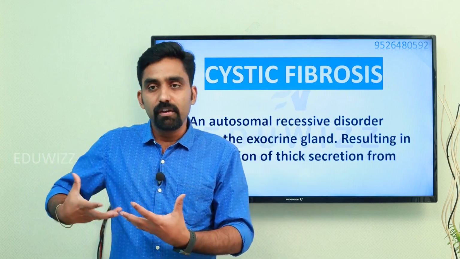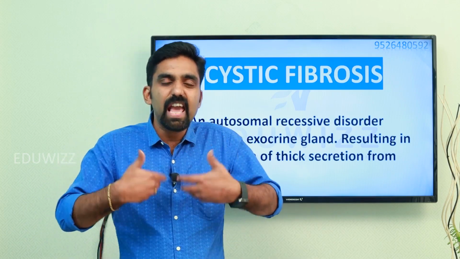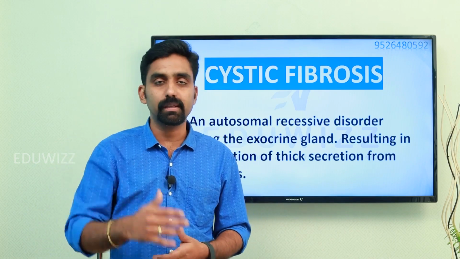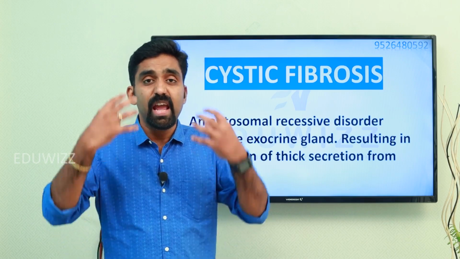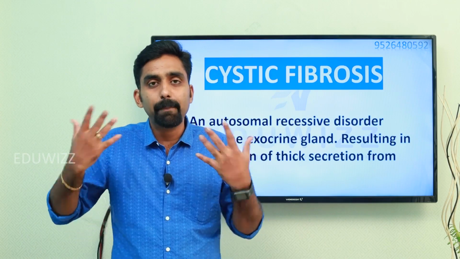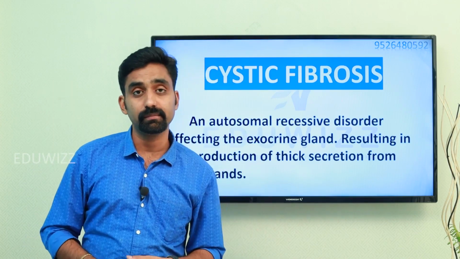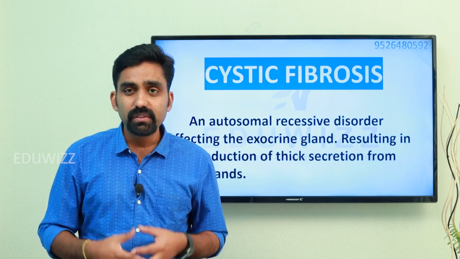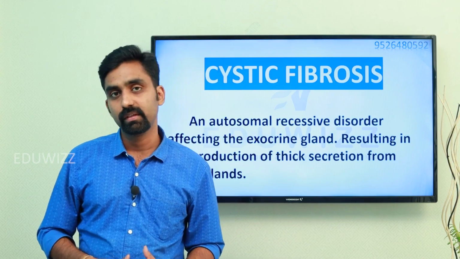Now what happens if the mucus produced by the lungs becomes thick? It will result in airway obstruction. What happens if the sweat becomes thick? The sweat becomes more concentrated, which results in excessive loss of sodium and chloride from our body. What happens if the pancreatic juice becomes thick? That results in indigestion. The food cannot be digested properly, isn't it? So these are collectively known as cystic fibrosis.